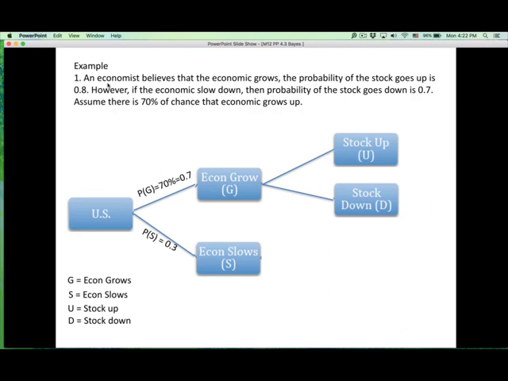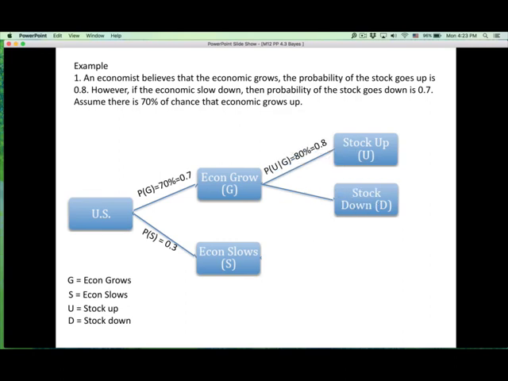Okay, and then with the first sentence here, when the economy grows, the probability of the stock going up is 0.8. We know that the stock goes up is going to be 0.8, but be careful. This is based on the given information that the economy grows, so this is going to be a conditional probability. Don't write P of U equal to 0.8. This is a conditional probability.